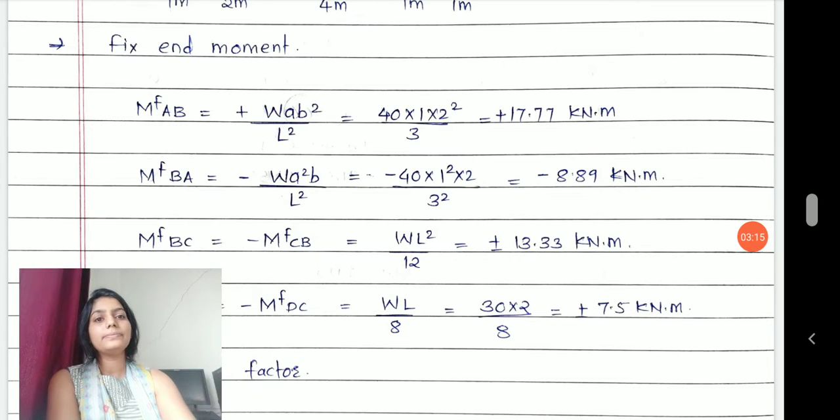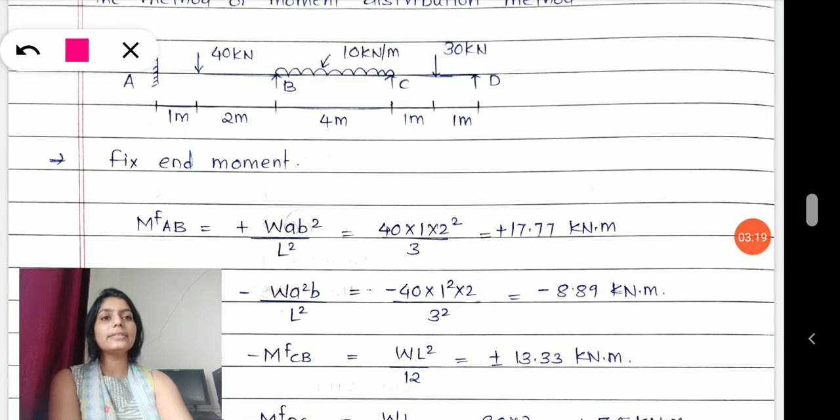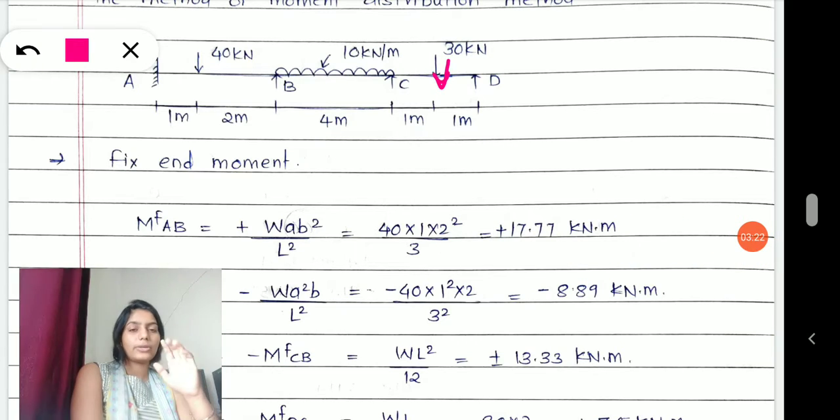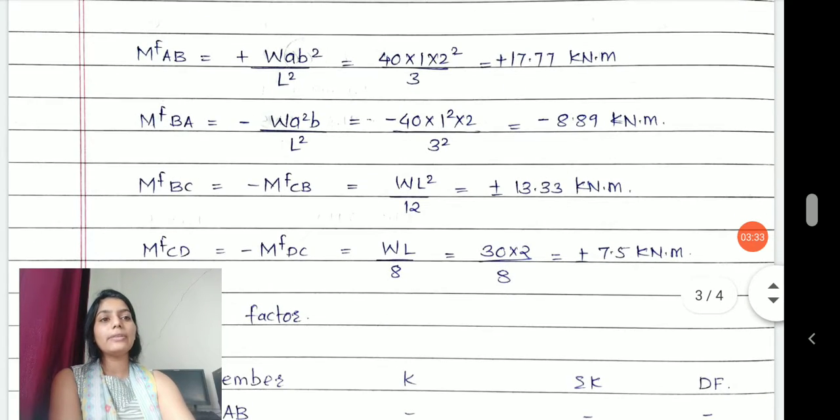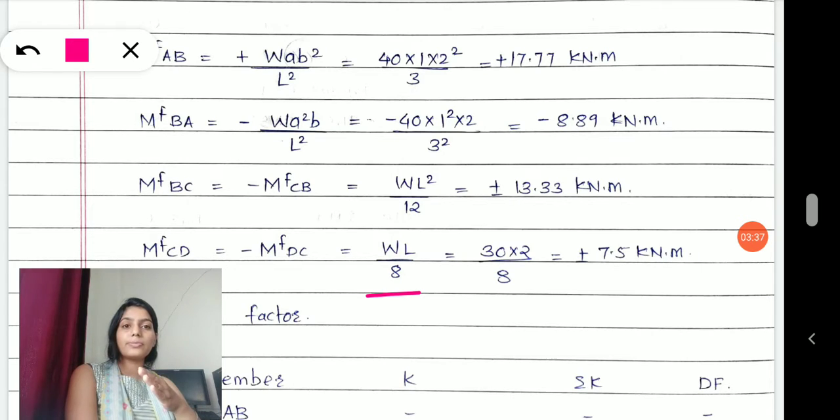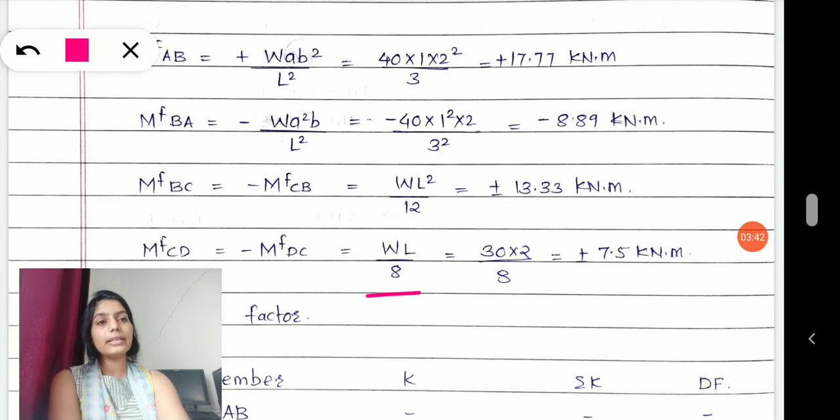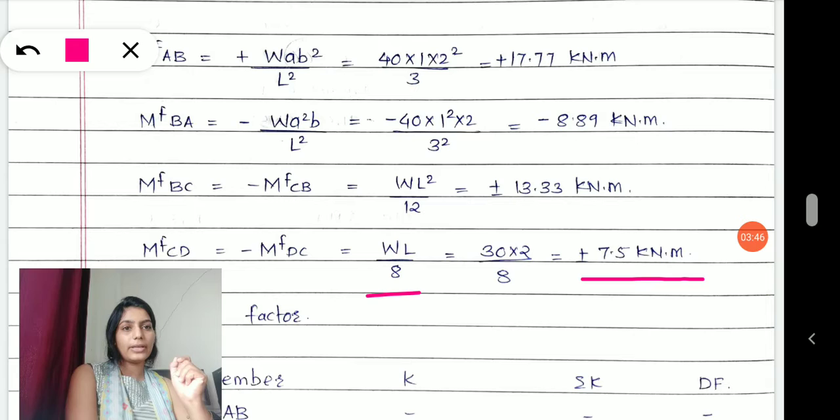Later you have a third span in which the load is acting at exactly the center of the span, at 1 meter from the C end and 1 meter from the D end or D support, right? For that the formula will be WL by 8, and that remains the same for both span C to D and span D to C. So the final answer is 7.5 kilonewton meter.